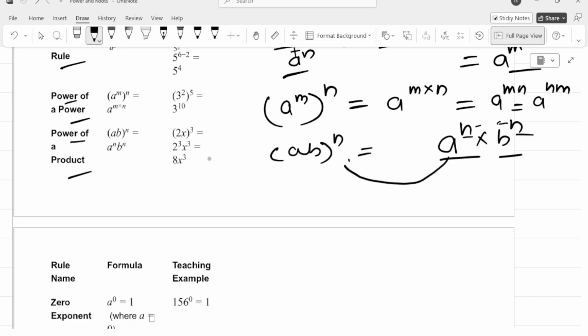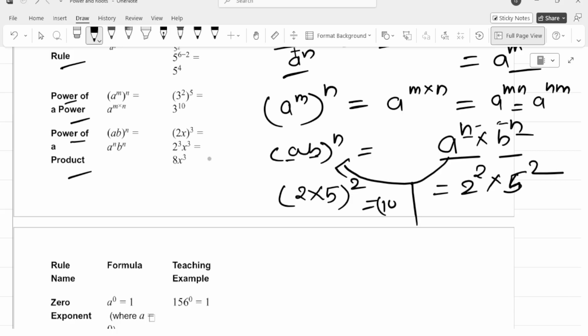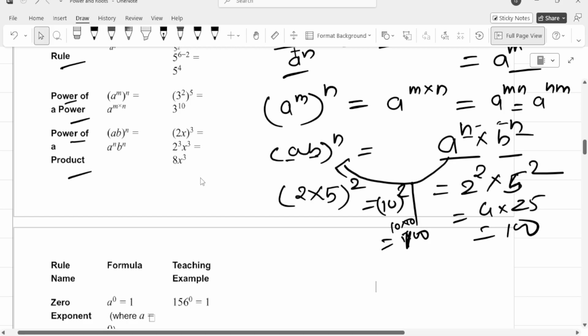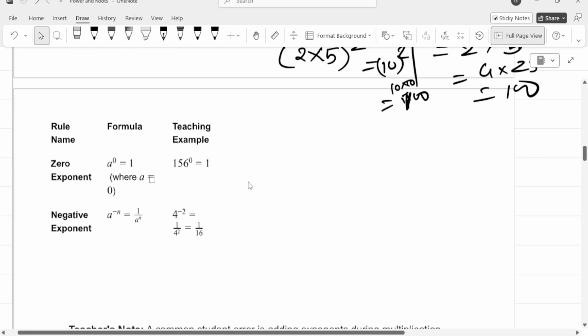So we can simply note down a b to the power n. For example, I have 2 to the power 2 into 4 to the power... for example 5 to the power 2. So we can simply note down 2 into 5, to the power 2. A single time 2, and ab is the same. 5 into 2 is 10, then square. And here 2 square is 4, into 5 square is 25. What do we get? 25 into 4 is 100, and 10 square is equal to 10 into 10, also 100. So that is the power of a product.